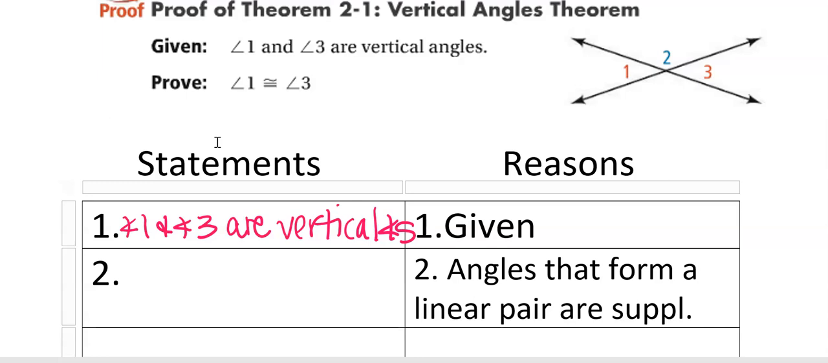Okay, so even if we didn't have any idea how to do this one, we're going to look at reason number 2 and ask, what does that have to do with anything? This one says angles that form a linear pair are supplementary. So this one is one of those unique ones that you kind of just have to learn how it goes.